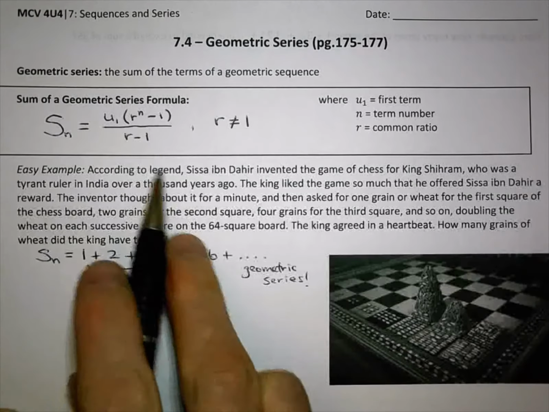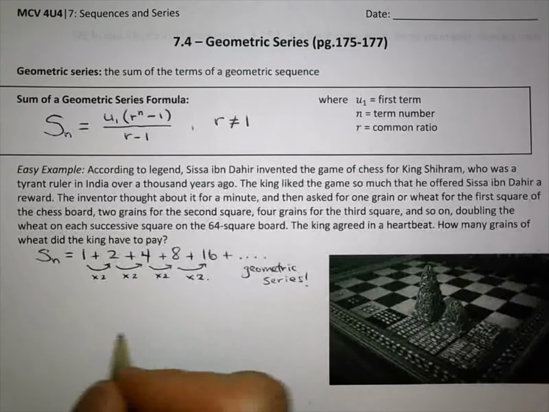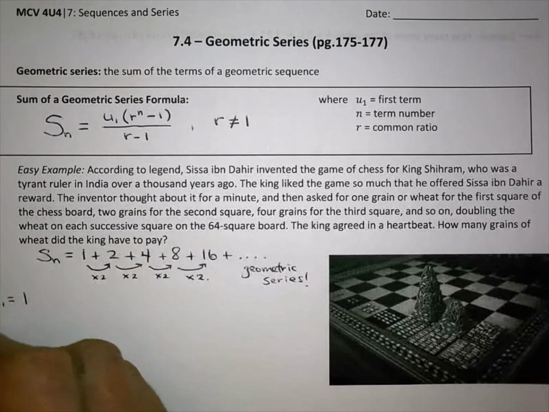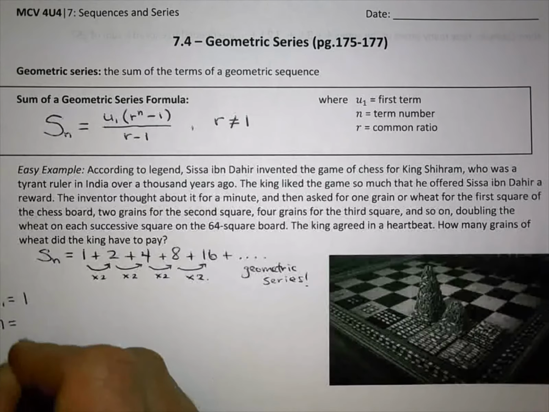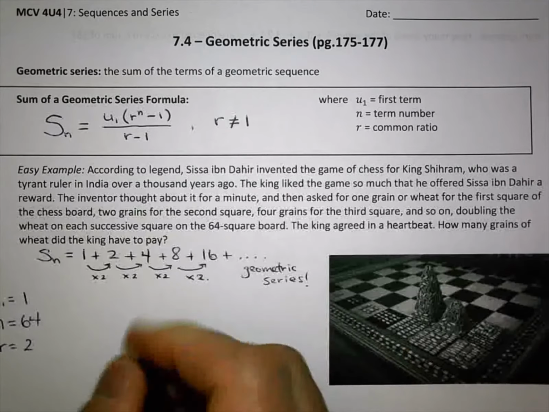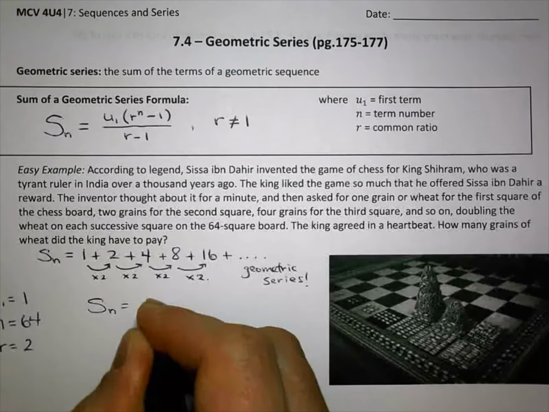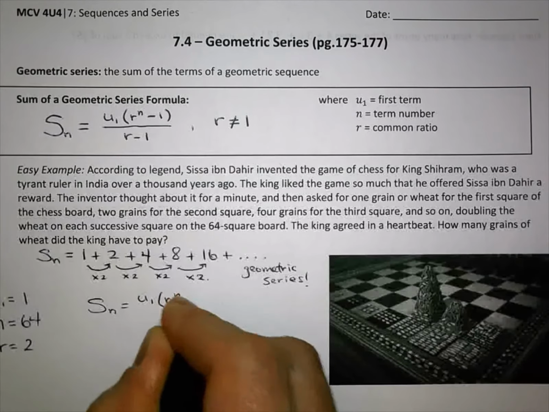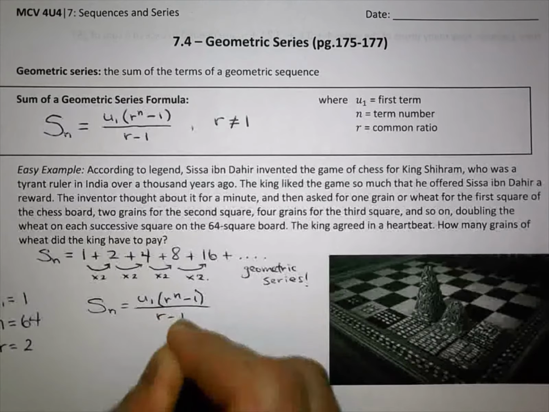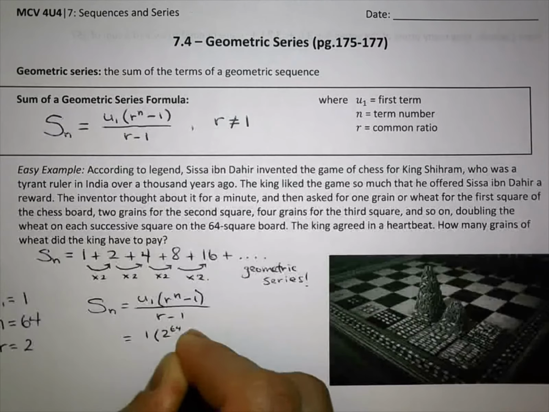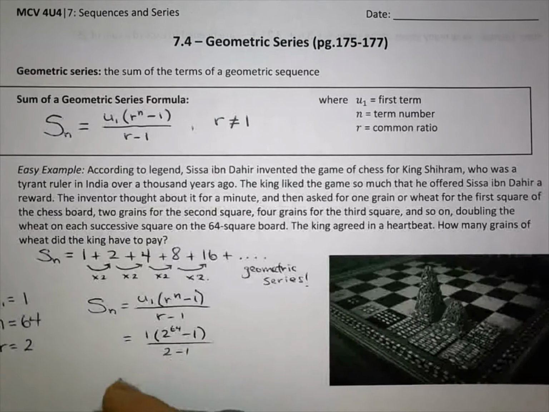So I'm going to rely on this formula, and let's write out, do I know any of the terms? Well, I know u1, the first term, is 1. I know that the number of squares in this case was 64, and the common ratio, we just figured it out, was 2. So then I'm going to use the formula S sub n is equal to, let's write it out the first time here. So I have 1 times 2 to the power of 64 minus 1 over 2 minus 1. So we end up with 2 to the 64 minus 1.